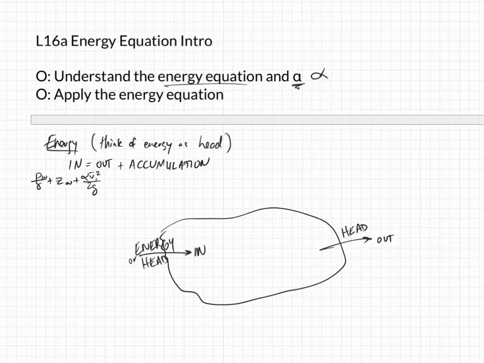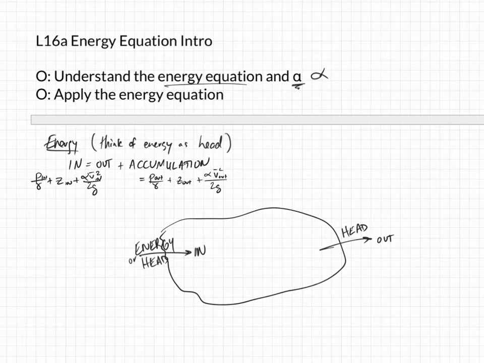And then we have what's leaving the system, which looks like P out on gamma plus Z out plus alpha V out squared on 2g. So that's the head that's coming in and the head that's coming out.